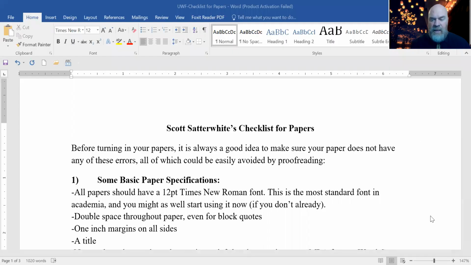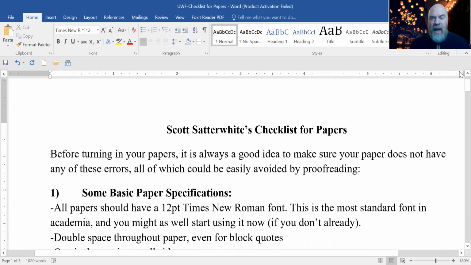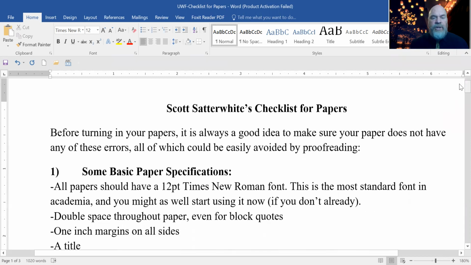All right, so as you can see here, let me blow this up just a little bit. I have a checklist that I've created for all papers. And I say all papers. Not everything on here is going to apply to every paper that we write, but most of this information will apply. So I want you to take a look at this. This should be listed in the file section of Canvas, but also if you want another copy of this, please feel free to ask me and I'm happy to share this with you.